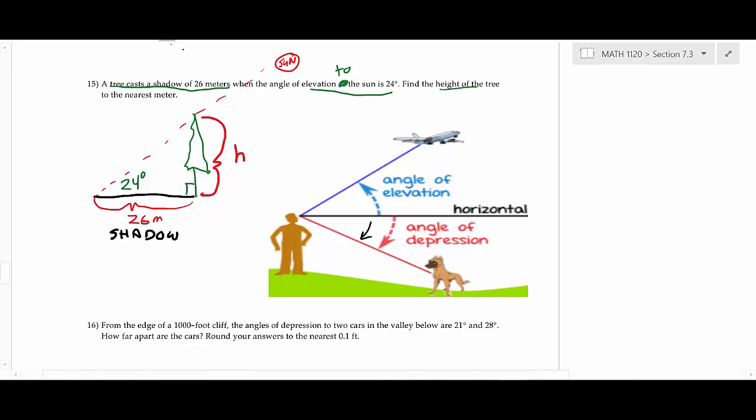Okay? So one of the things that you want to do whenever you're doing these problems is use either the sine, the cosine, or the tangent. Don't do anything else. There's no need to use those reciprocals. And really all you've got to do is figure out which of those is going to be the best one to use. So you always look at the angle that you know.